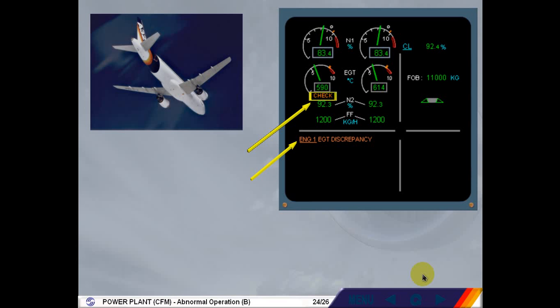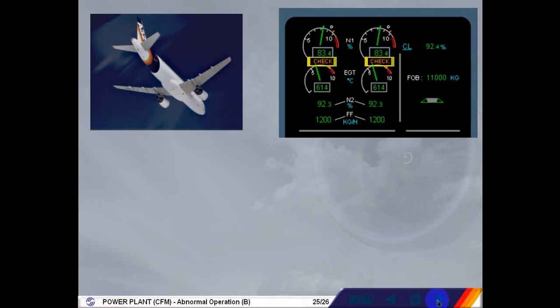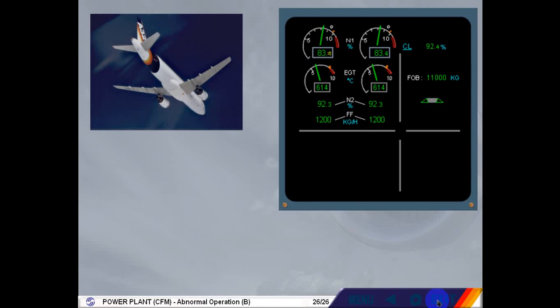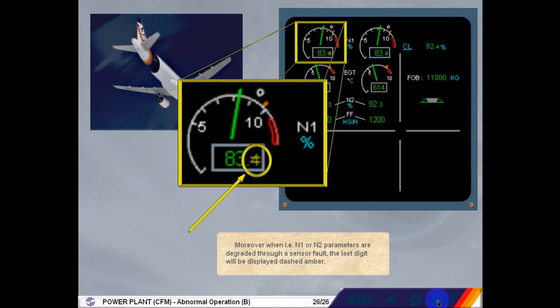An amber check message underneath the affected parameter indicates a discrepancy between the value displayed on ECAM and the real one. The same indication can be found for N1, N2 and fuel flow. Moreover, when N1 or N2 parameters are degraded through a sensor fault, the last digit will be displayed dashed amber.